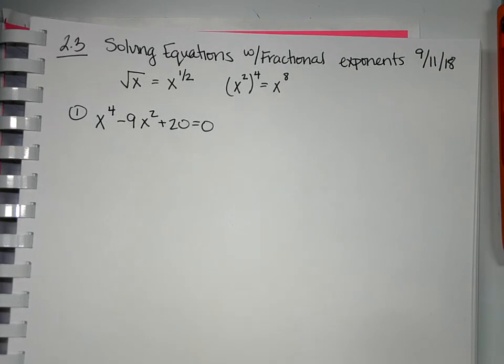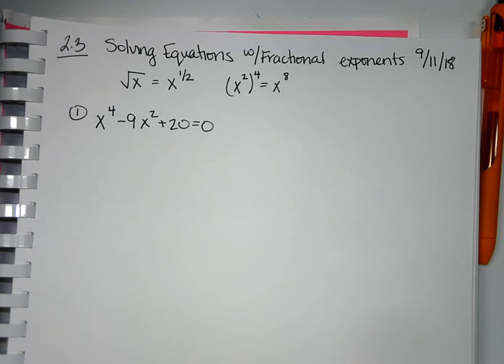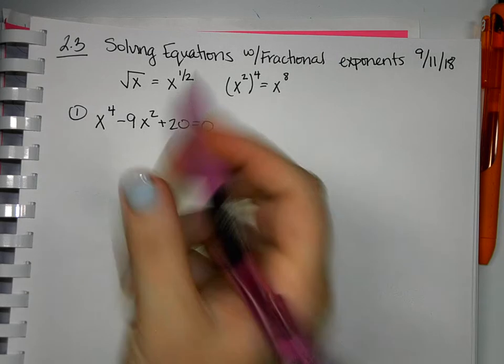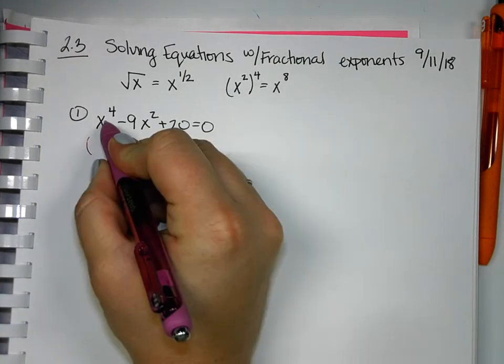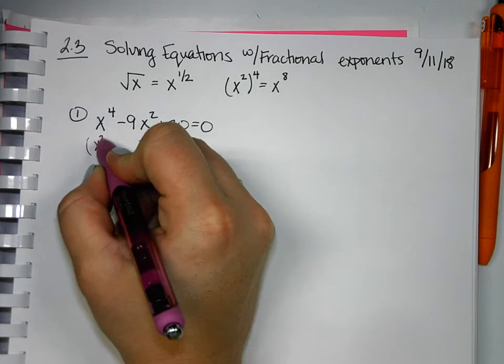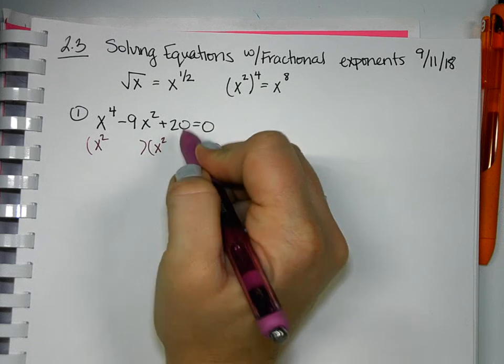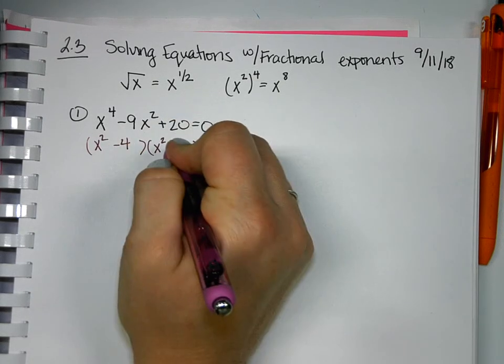We've already touched on this substitution idea, and so you could do something like this with a substitution, or you can just double bubble. It's whichever one seems more doable for you. If we just double bubble, x to the 4th is x squared times x squared, and two things that multiply to 20 but add up to -9 would be -4 and -5.